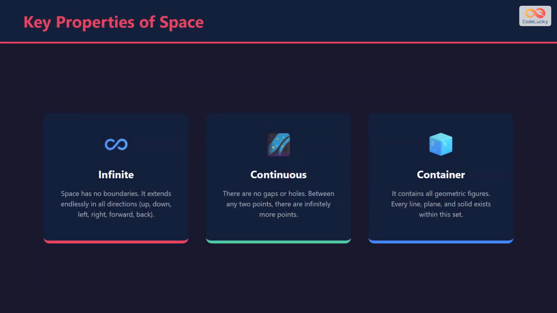There are 3 key properties of space to remember. First, it is infinite. It never ends in any direction. Second, it is continuous, meaning there are no gaps or empty spots. Points exist everywhere. And third, it is the ultimate container. Every geometric object we can imagine, from the smallest point to the largest sphere, is a subset of space.